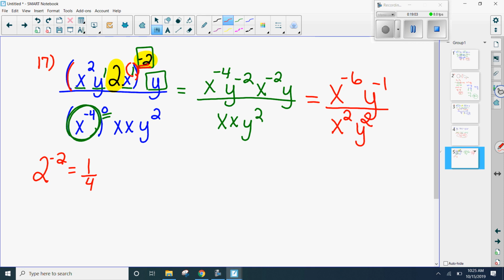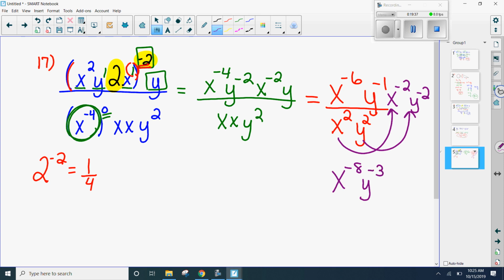Oh, that 2 runs into my y and it does not look good. Okay, now what do you do? You move them up. When you move them up, what does that do to the sign? Makes it a negative. It changes the sign. And now if you group them together, you have x to the what power? -8, y to the -3rd. Do they ask you to write it as positive or negative exponents?